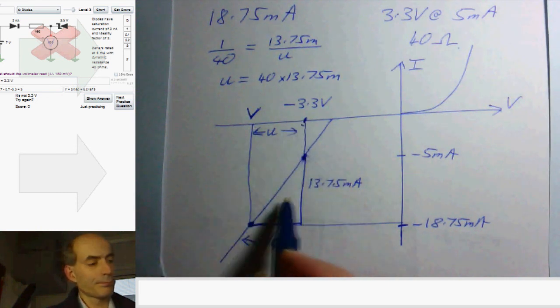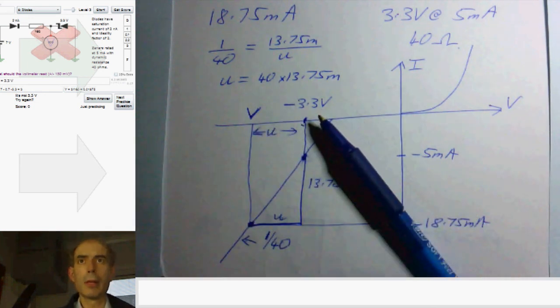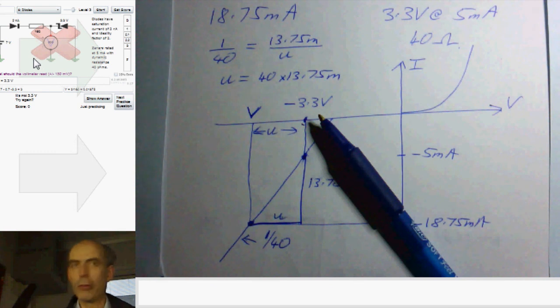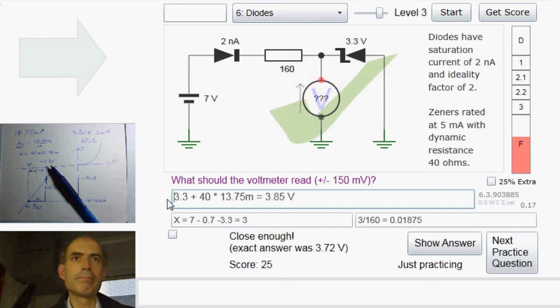3.3 volts. So we should be able to work out a better estimate now of what the actual breakdown voltage of this Zener is. And it's 3.3 plus 40 times 13.75 milli. Let's try that. Yeah, and that is close enough.